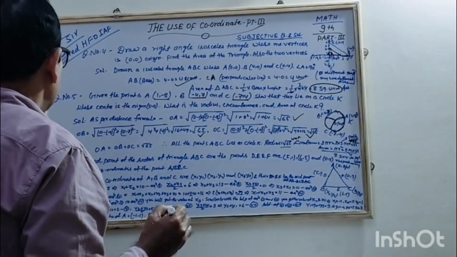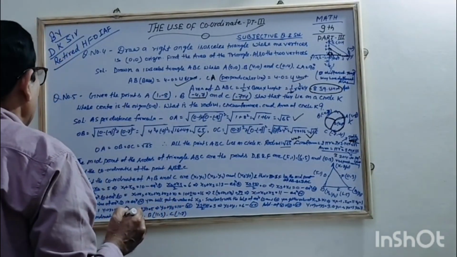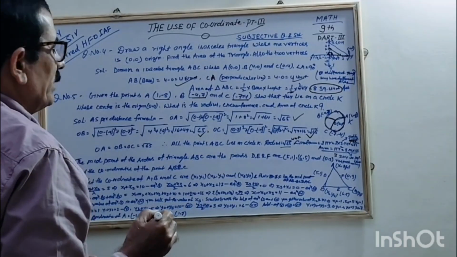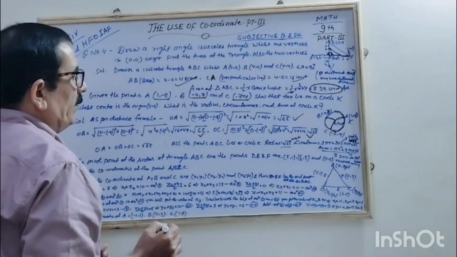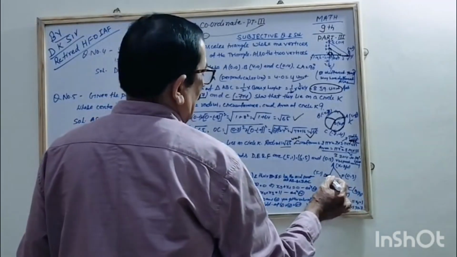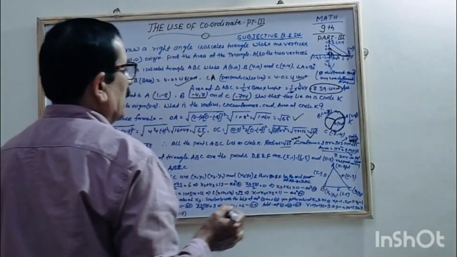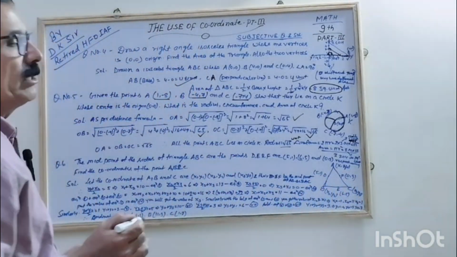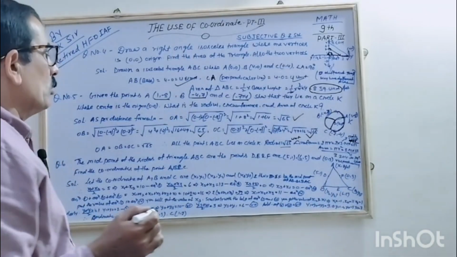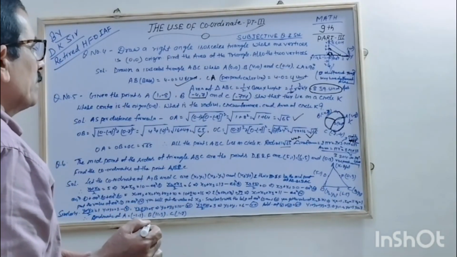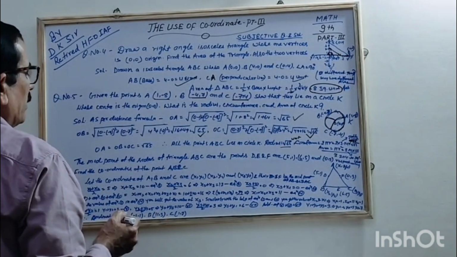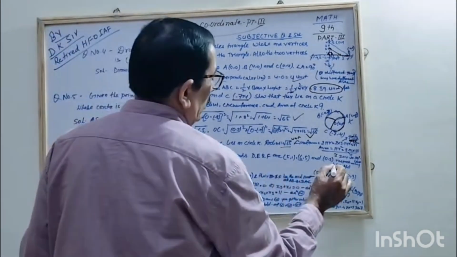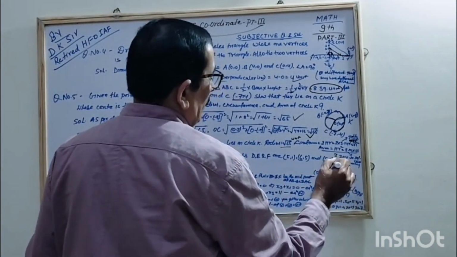Now see question number 6, very important. The midpoints of the sides of triangle ABC are the points D, E, F respectively. The coordinates of D, E, F are also given: (5, 1), (6, 5) and (0, 3). Find the coordinates of the points A, B, C. We require to find out the coordinates of A, B, C.